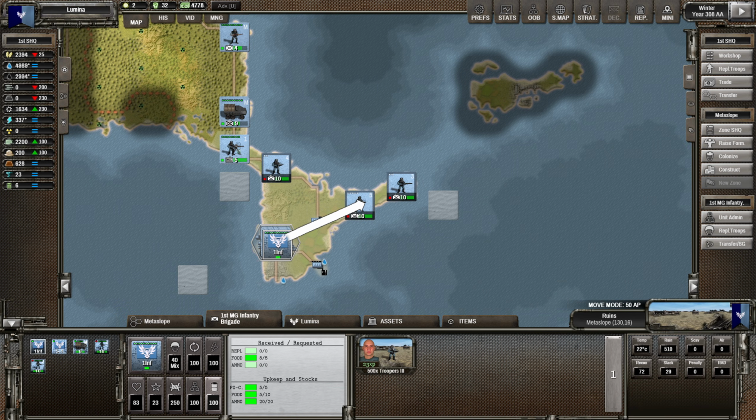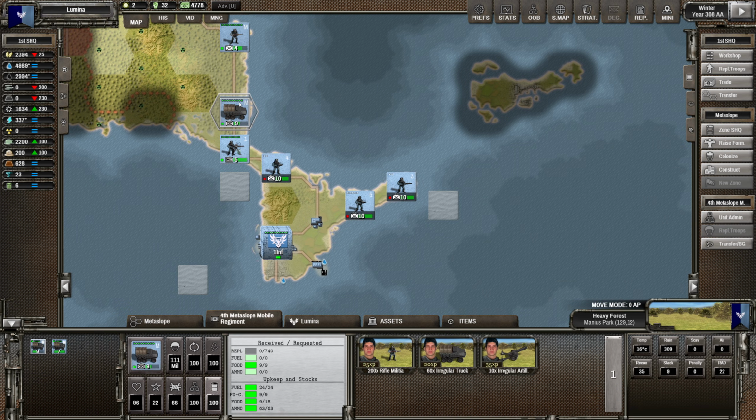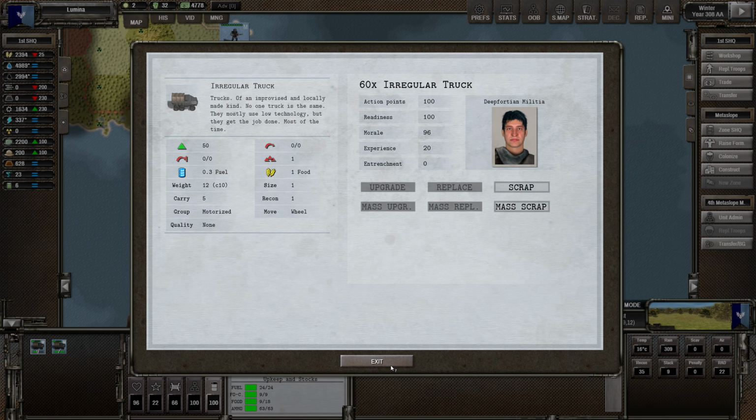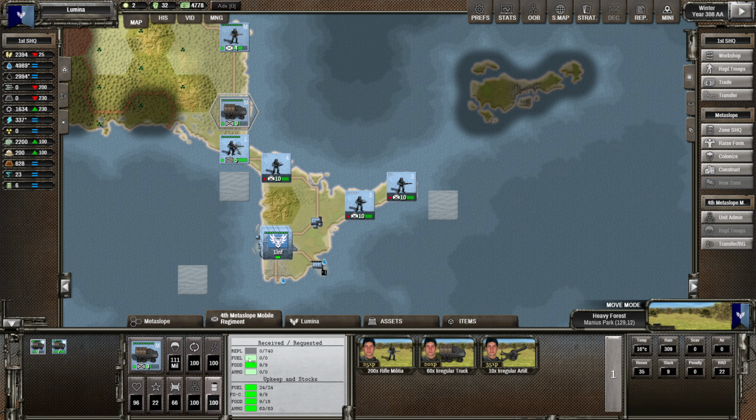Finally, you've got supplies. Every military unit needs food. They need replacements, if they've lost members of their unit, and they need ammunition. And some of them will need oil as well. So fuel. For example, this unit has trucks involved. They've got some irregular trucks here, so they need fuel as well.